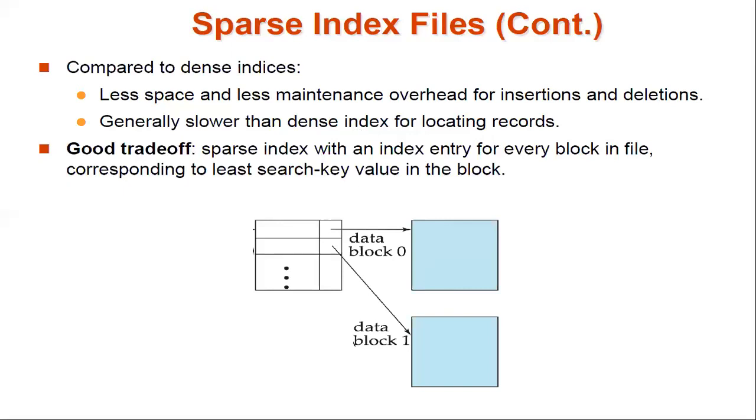The dense index we discussed in the first one. So what is the trade-off? How can we solve this issue? That is a sparse index with an index entry for every block in a file, corresponding to the least search key value in the block. We save the first record value of each block in the index file. Then from that, you locate that particular block.